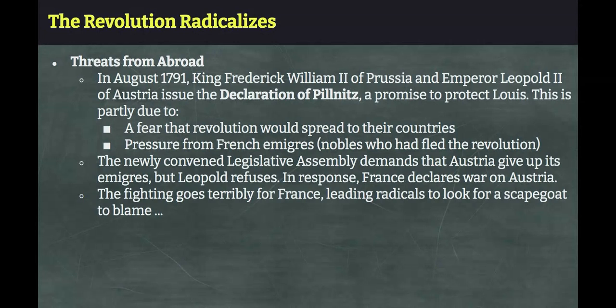So the fighting goes really badly for France, which really angers radicals because they're already not super happy with the Legislative Assembly. They're already starting to lose faith. They want more reform. They're not seeing it. And this, to them, is just another sign that the Legislative Assembly is not doing its job. It's going south. So what do the radicals do? They start to look for scapegoats. And second cliffhanger, we're going to leave it there and then pick up with the radical phase. Get ready for some guillotines.